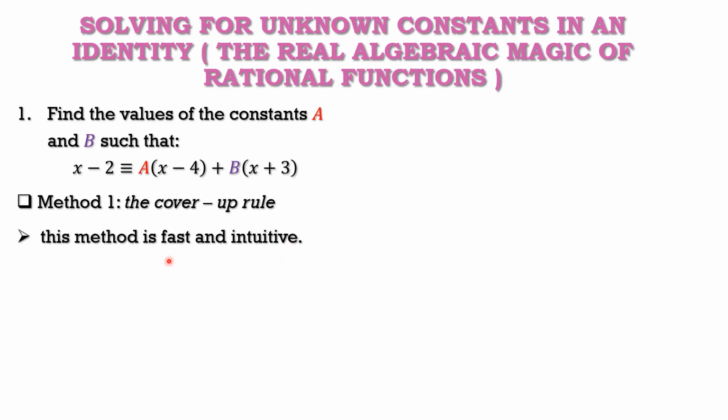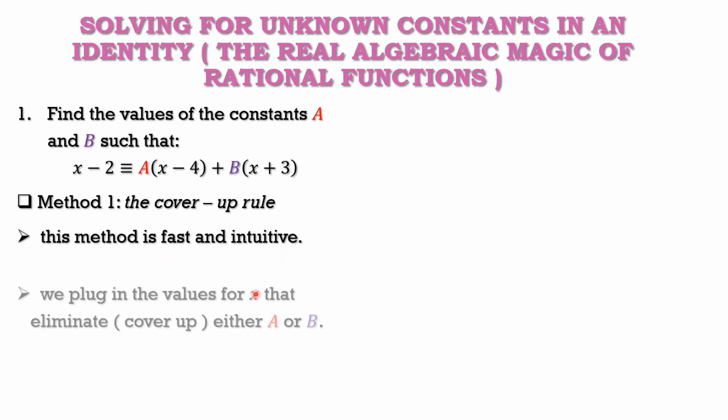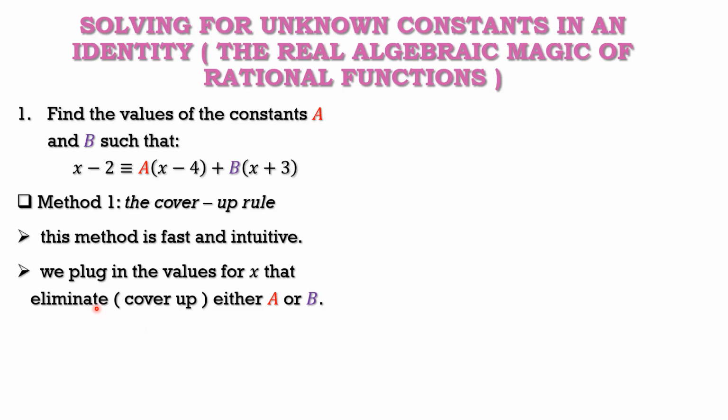So now, this method is very fast and intuitive. What we need to do is plug in the values of x that eliminate one of the variables, whether a or b, and that is known as the cover up. So the solution will be in this format. First, look at this particular identity, and I want to cover up the variable a. Then it means that I need to plug in a number that will help me to totally eliminate a.